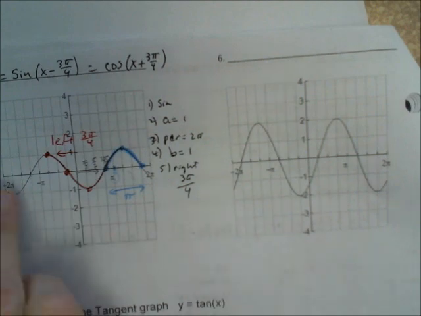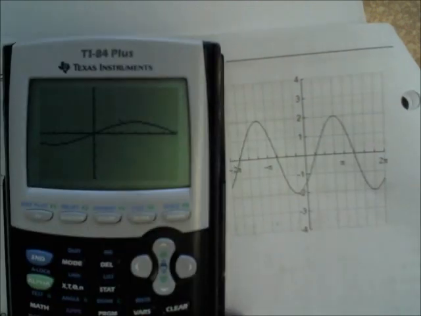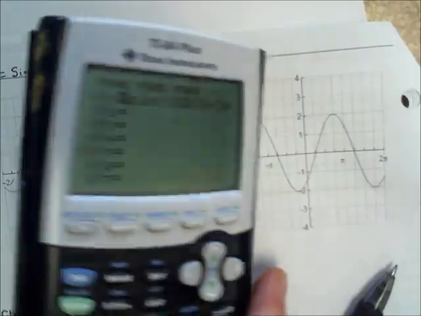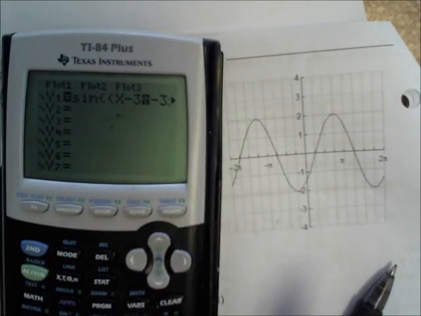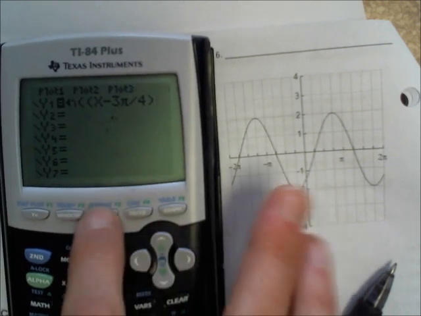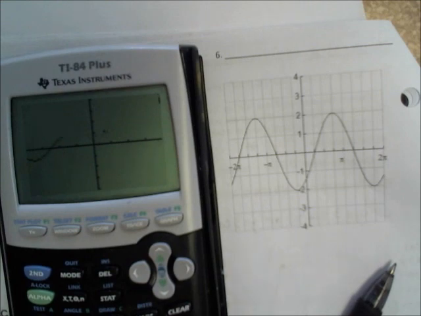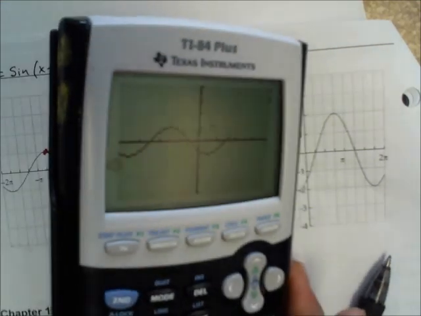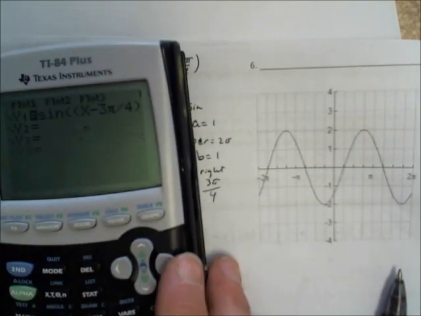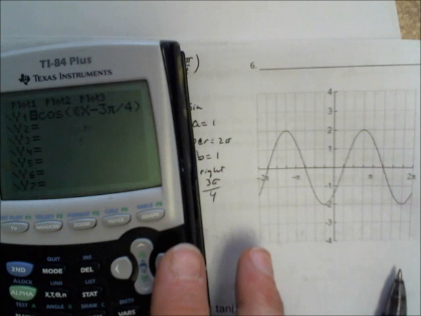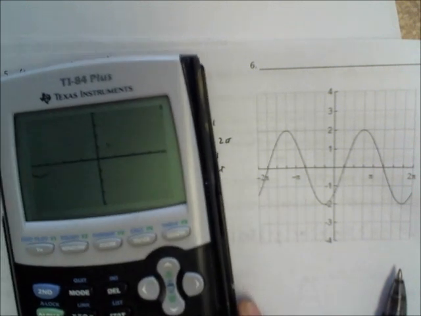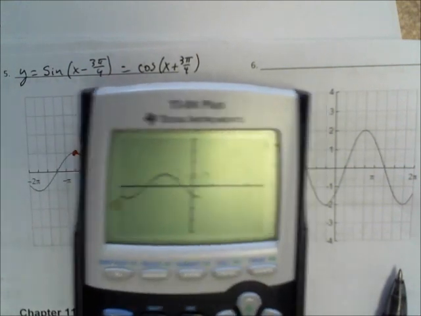And we can check that in our graphing calculator if we want. The sine of x minus 3 pi over 4. I'm going to zoom trig because that's just a regular window. So that's the same graph as what we have. And then the other one was cosine of x plus 3 pi over 4, which should give us the same graph. Yep, and it does.